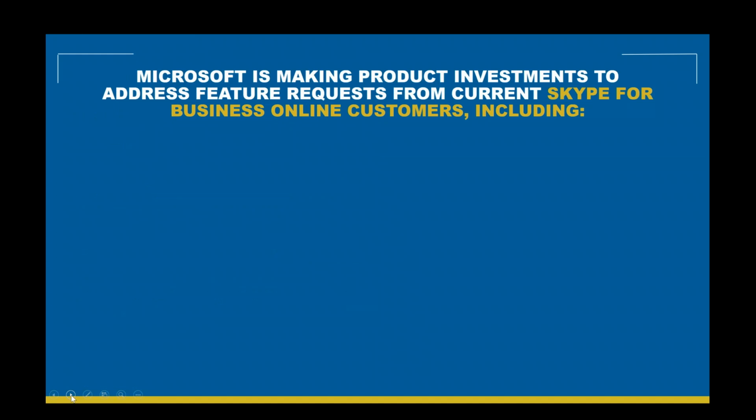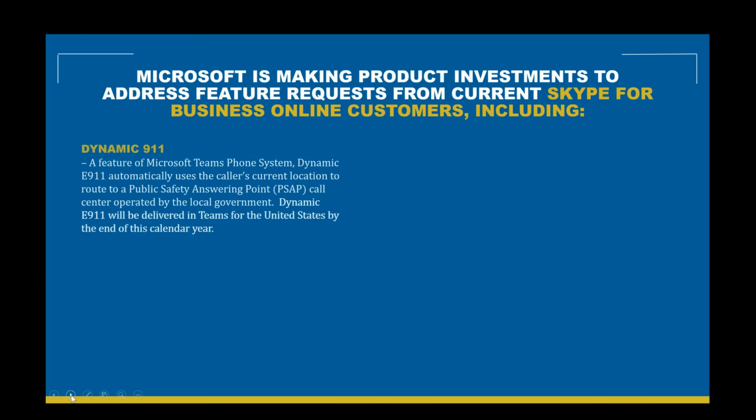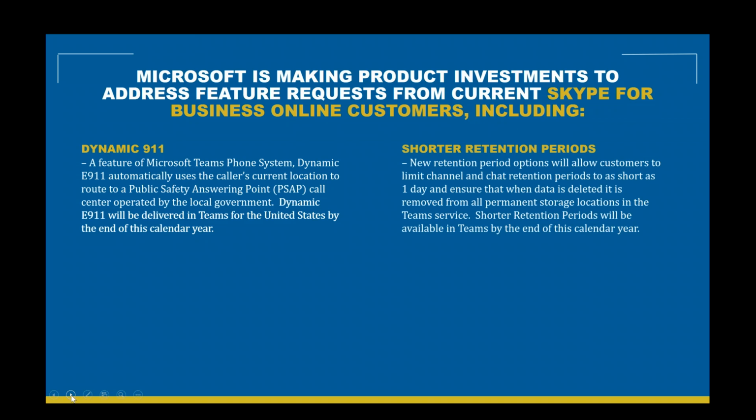To help with some of these transitions and the investments that Microsoft is making in Microsoft Teams, they added some new features as well. For example, Dynamic 911. It's similar to your cell phone where you put in your physical address. So if you need to call, say, 911 from Microsoft Teams voice, they'll know exactly where you're at. You can put in your address, so they'll know where to come rescue you. That'll be available by the end of this calendar year.